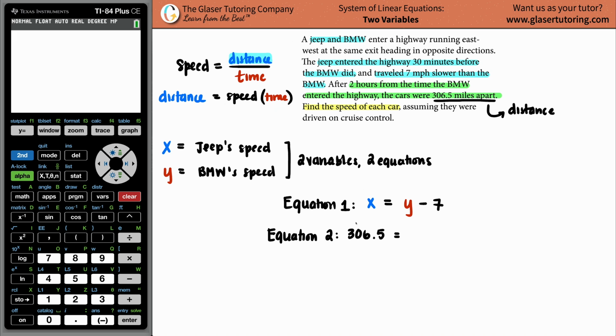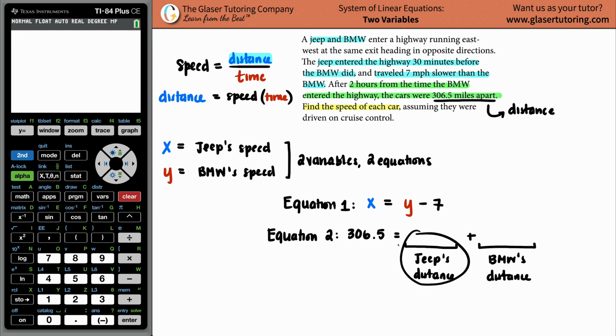So let's try it out, right? We know that this 306.5 is contributing to the Jeep's distance. So maybe we'll say Jeep's distance plus the BMW's distance. So there's two components here. But we have to talk about it in terms of these variables. And that's where the second part of it is going to be. It's going to be their speed times their time.